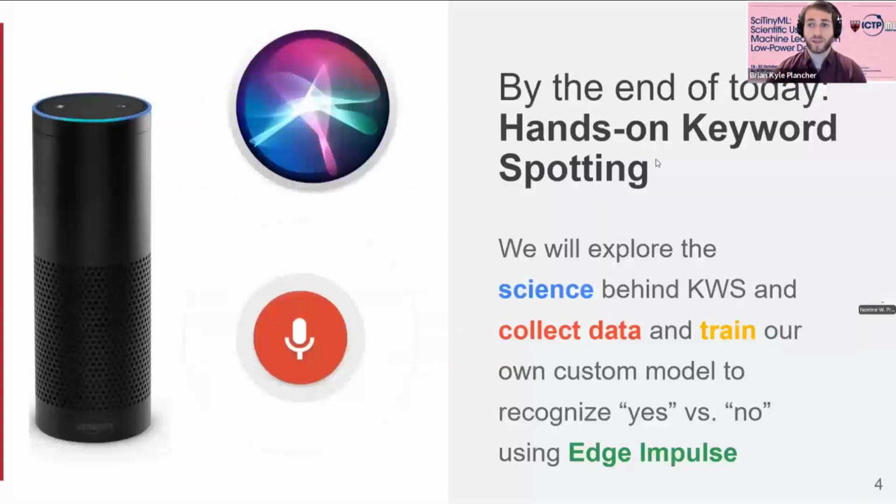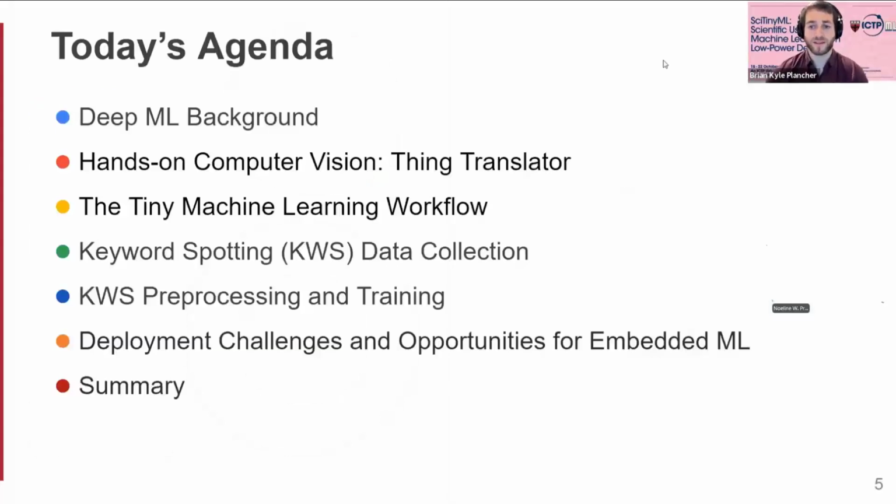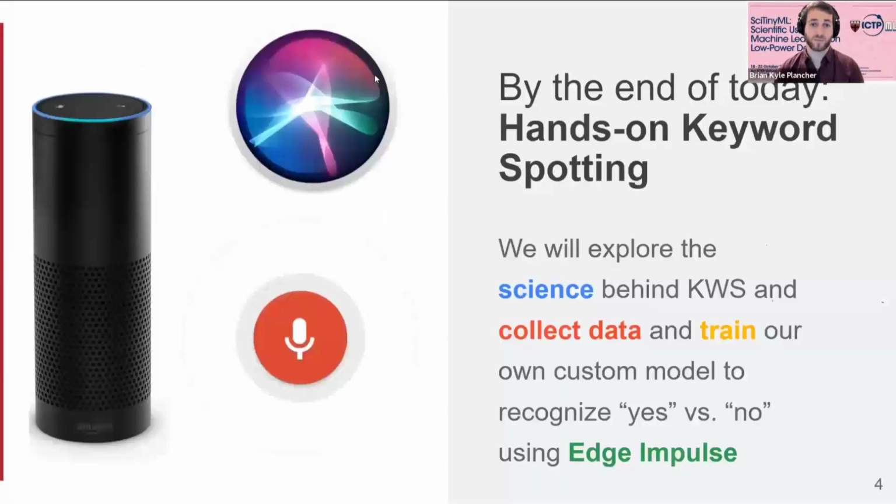And so what are we going to do by the end of today? By the end of today, we're going to do hands-on keyword spotting. So you're going to train your own model. We're going to collect our own data, and we're going to recognize two words. I'm suggesting yes and no because I know that they work pretty well. But you can do whatever two words you want. Just good luck on some of them, because if you choose two words that are too close together, you will probably have a hard time.